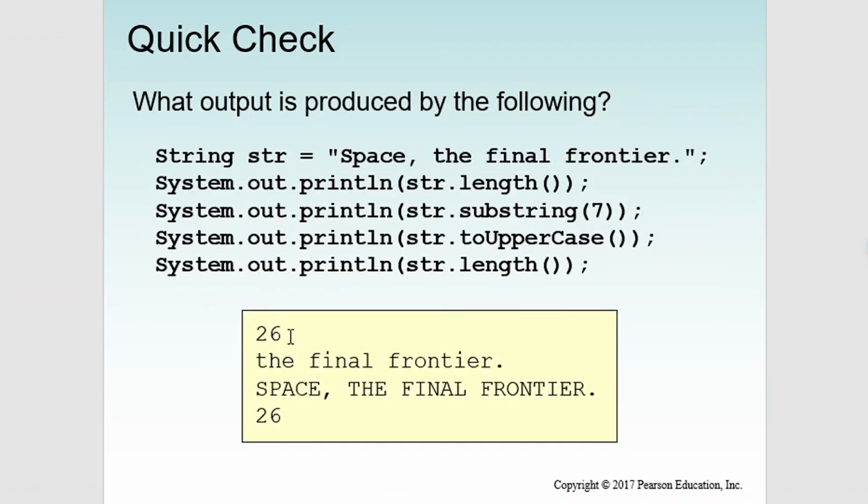So here's the results. They're saying that the length of that is 26. The substring starting at index 7 is "the final frontier", and then the string in all caps is "space the final frontier", and then the length is still 26 on this last line.